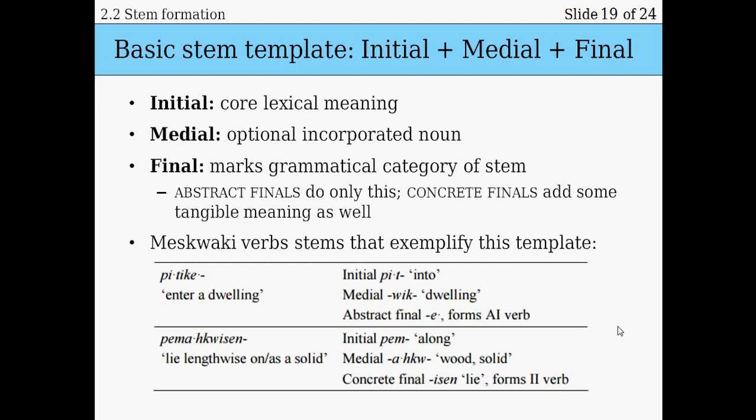The second example, bemachquisen, means to lie lengthwise on a solid, or to lie lengthwise being a solid. So a very descriptive verb stem. Here the initial is bem, which means along. So this gives us the idea of lengthwise. There's a medial ach, which means a wooden object or a solid object. Again, this is like an incorporated noun. And then there's a concrete final isen. So it says I'm an II verb, meaning I'm inanimate and intransitive, but it also adds the meaning of to be lying. So it marks category, but also adds a little bit of meaning.